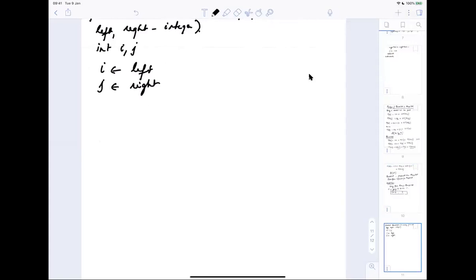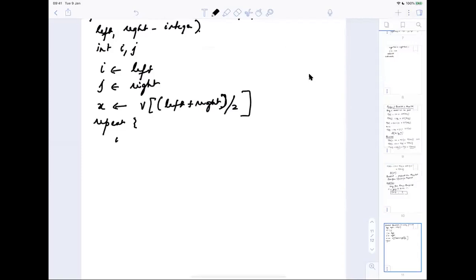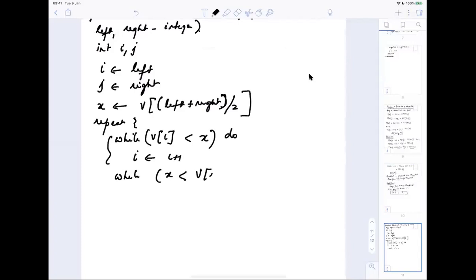Then I assign x to V of left plus right divided by 2, the element in the middle. Then I use a repeat until or while block. There are various ways in which one can write the quicksort program, but I prefer this. While V of I less than x, do I to I plus 1. While x less than V of j, do j to j minus 1.